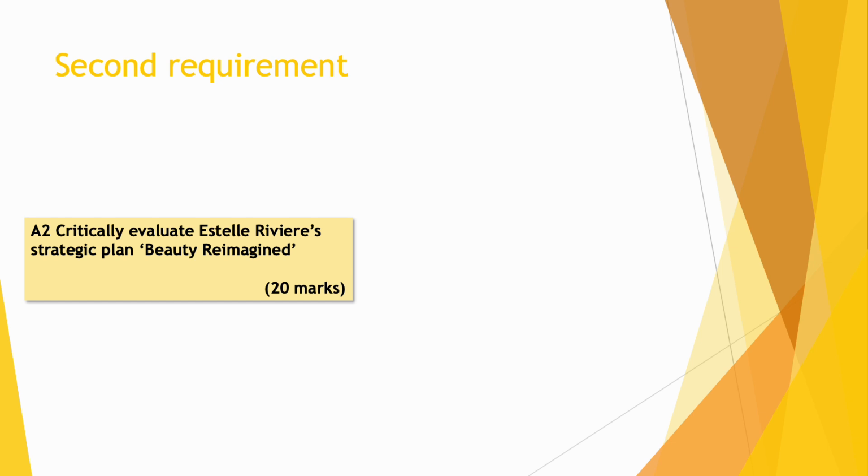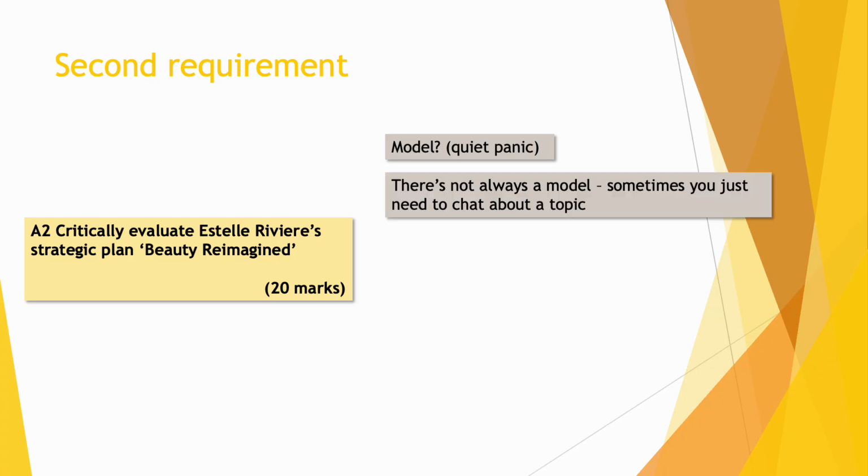Now, the first thing people tend to do is think, okay, what model should I use? And then go into a kind of panic phase when they suddenly think, actually, I can't think what model to use here. Now, in reality, there isn't always a model. Sometimes you just need to chat about something, which I know might seem a little bit scary, but in reality, you can still give this some structure.